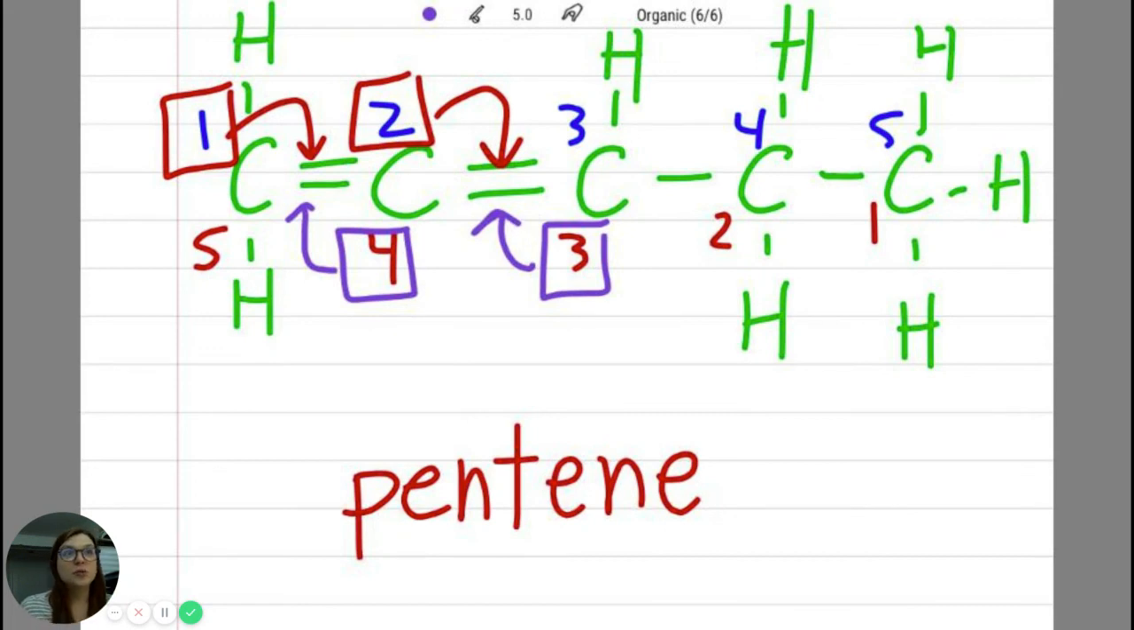So I can choose 1 and 2, or I can choose 3 and 4. 1 and 2 are my smallest numbers. So I am going to call this, let's do the blue, let's keep this color coordinated, I would call this 1,2-pentene. The 1 and the 2 tells me the location of my double bonds. Okay. Sometimes we have more than one fancy thing on our molecules. When we have more than one thing, we need more than one number. Okay.